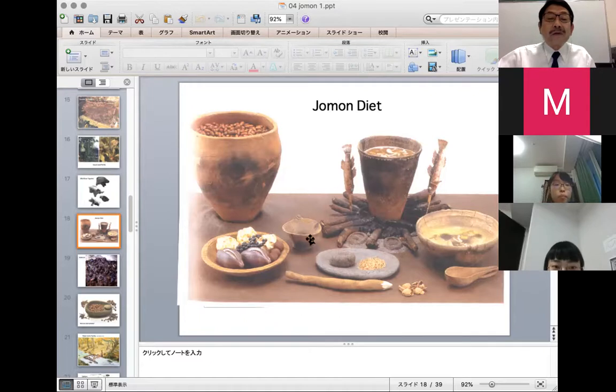And acorns and other nuts would not be eaten like this. The shell would be removed, and harshness would be removed, and the nuts would be milled into powder and formed into this kind of cookie-shaped stuff. Many of these have been found. The charred ones are found from the sites. So these were the forms in which they ate nuts and acorns.